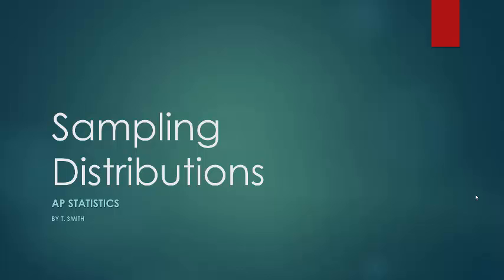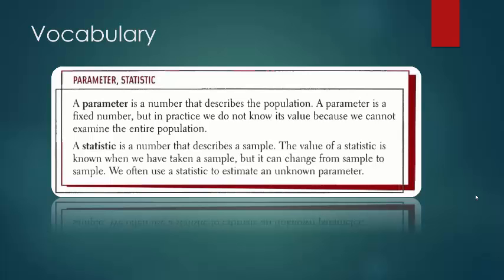Okay, these slides that are coming up are about sampling distributions from our AP Statistics book, and we want to talk a little bit first about some of the vocabulary that we'll be encountering. The first word is a parameter, and we've used it before, but we want to take it in the context of this particular chapter. A parameter is a number that describes a population. It's a fixed number, but in practice we don't really know what it is.